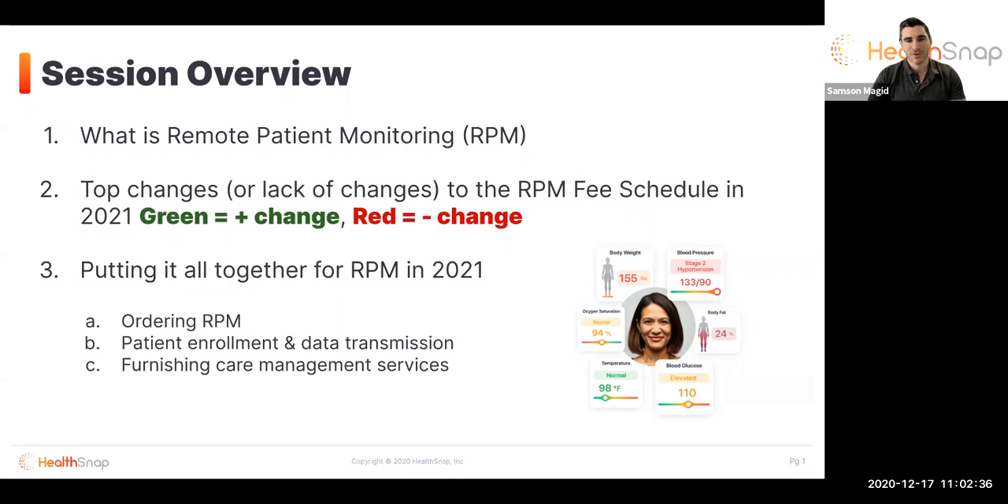And then I'll wrap up with actually putting it all together, everything from how to order RPM and who can order RPM, enrolling patients and ensuring that you have proper data transmissions for that care management. And then at the end of the day, actually furnishing the care management services throughout a calendar month and spending time with that patient throughout the month.